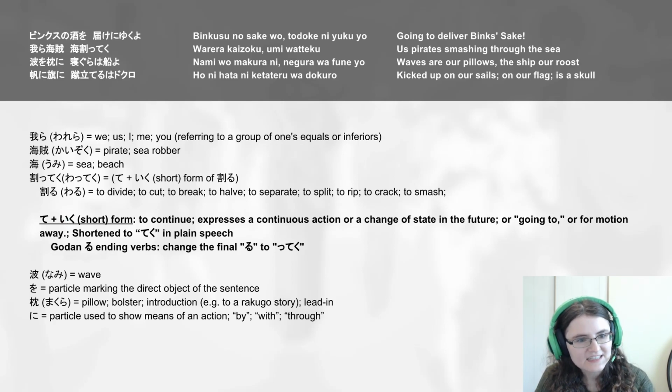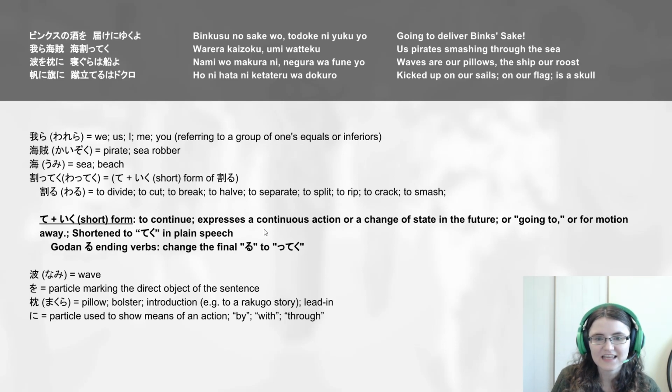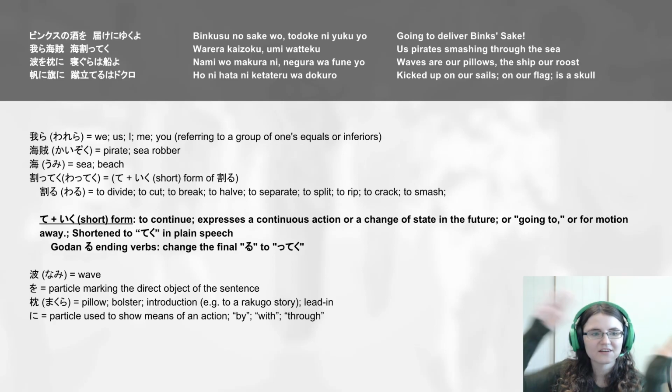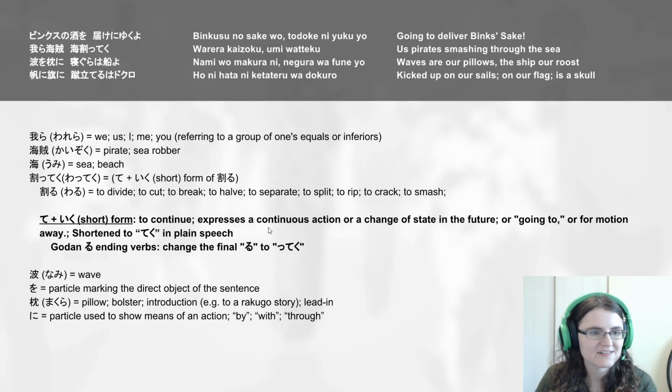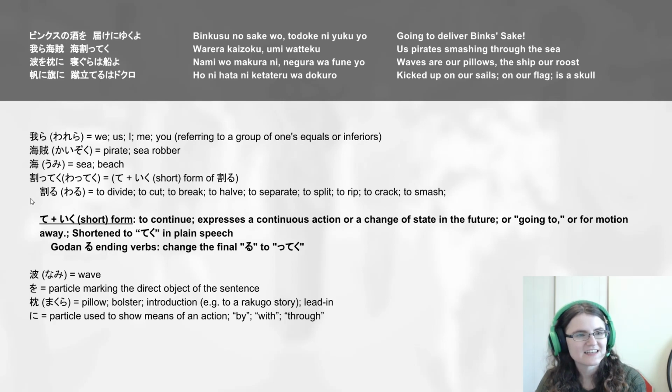And so that expresses a continuous action or change of state into the future. So you're continuing to do something, or you're going to do something. So it's like we're going to. I guess we could be doing it right now. It's pirates smashing through the sea. So dividing, cutting through, or smashing through the sea is what we're doing.